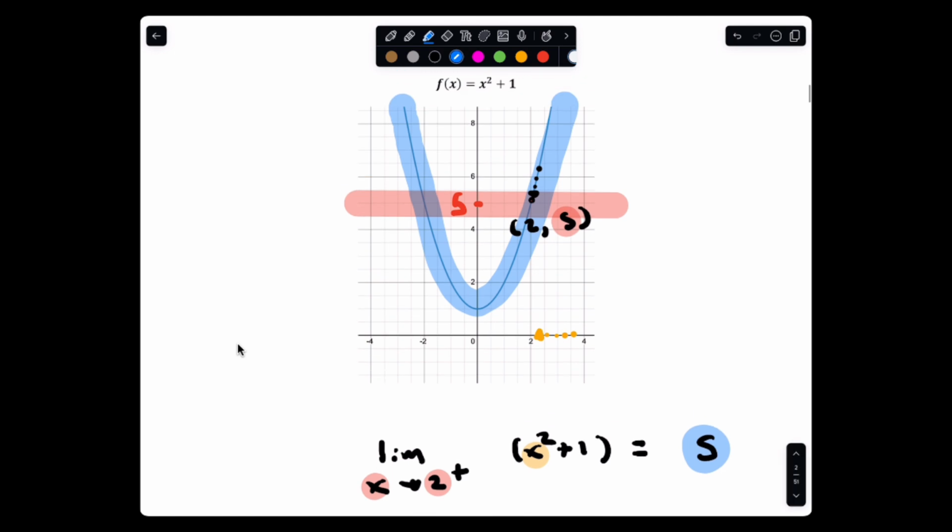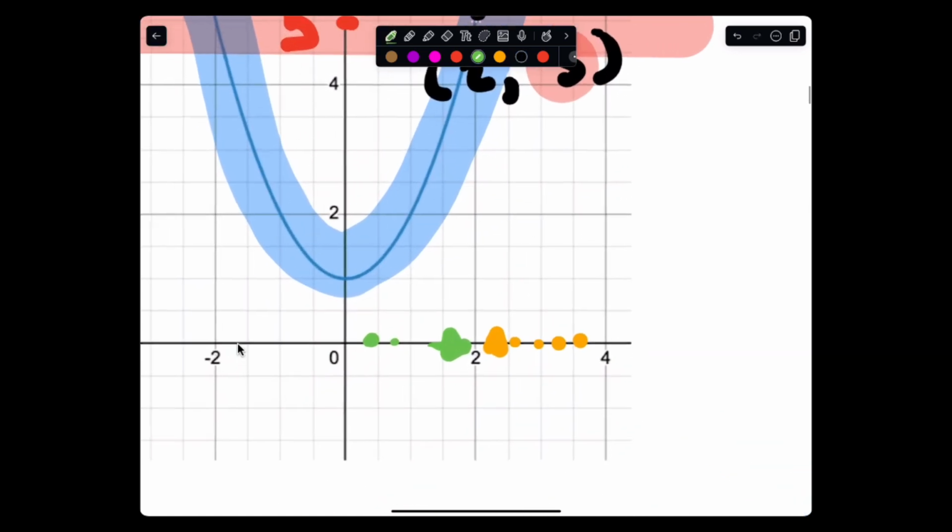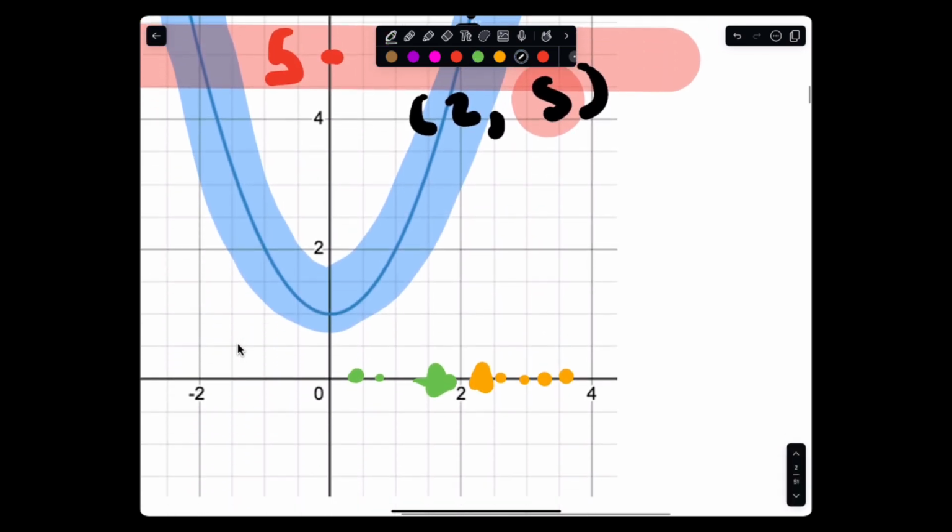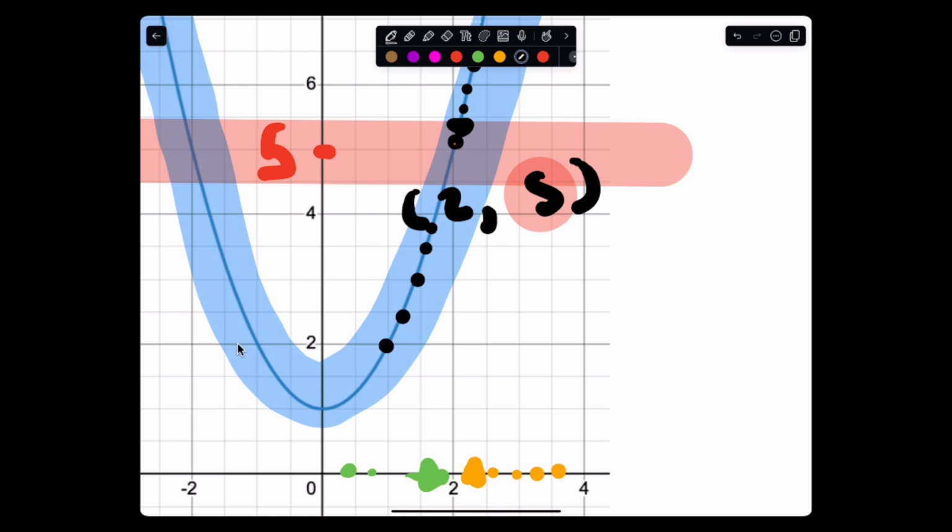What about the other side? The other limit, we're going to try to go now to 2 from what direction? So we're going to approach 2 from the left now. And so what's going to happen, since we already know this curve is nice and continuous? They're both approaching the same point. It's going to be 5. Is that true?